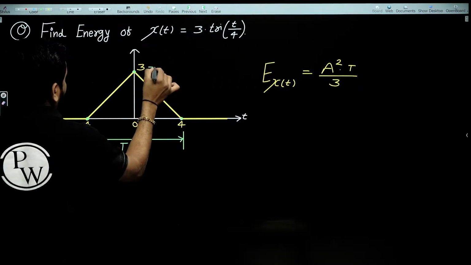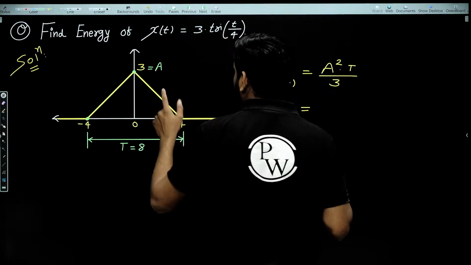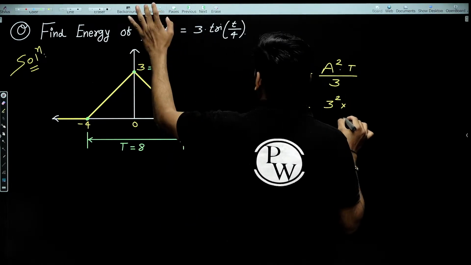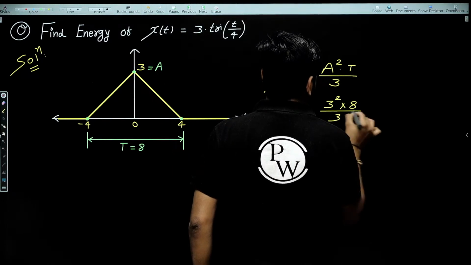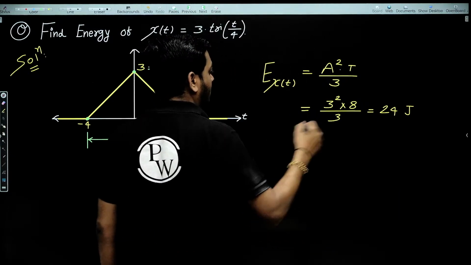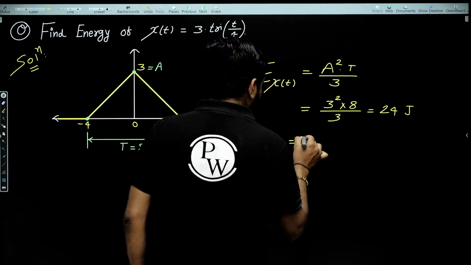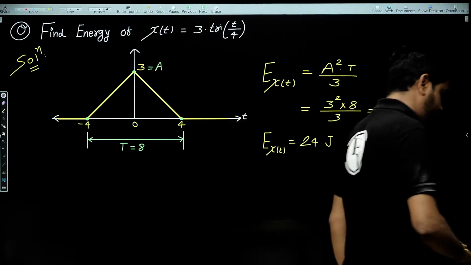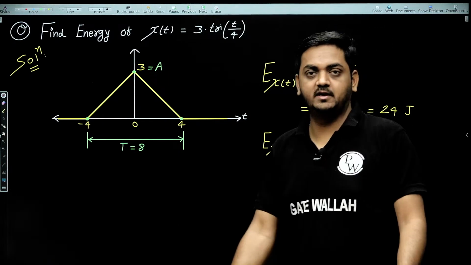So energy is peak amplitude, that is A square, into the width. What is the width? Width is 8 divided by 3. Answer is 24. If you want to write the unit, joule, you can write it. So we got energy of x of t is 24 joule. Very good guys, correct. So in this manner also they can ask the question.